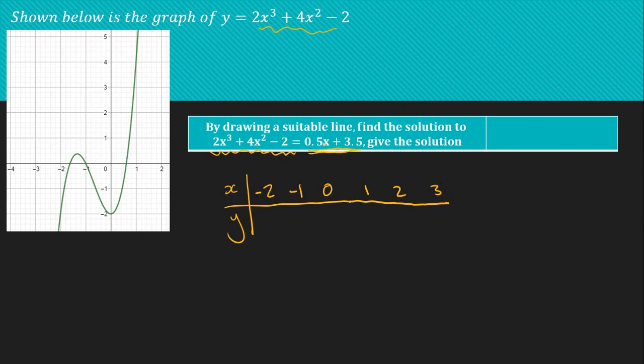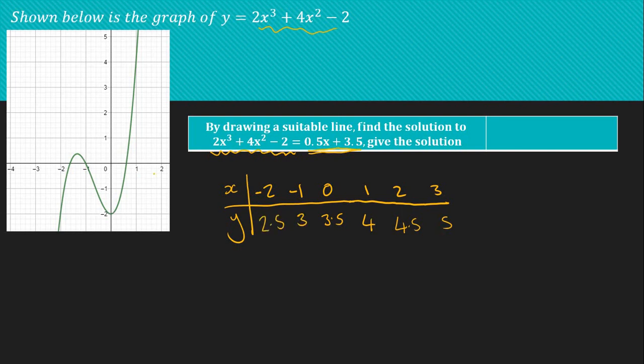We've got 0.5. 0.5 times by 0 is 0, plus 3.5 would be 3.5. What happens if x is 1? 0.5 times 1 is 0.5, plus 3.5 is 4. What happens if x is 2? 0.5 times 2 is 1. 1 plus 3.5 is 4.5. Okay, and you can start to see the pattern.